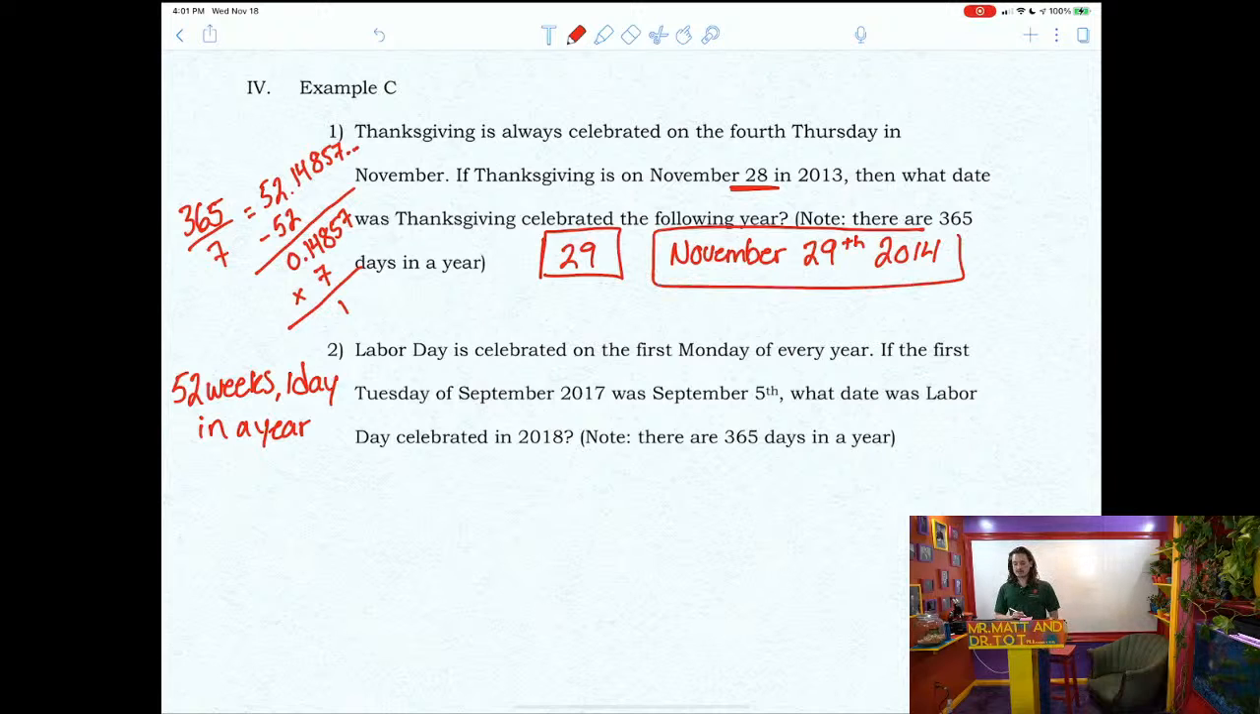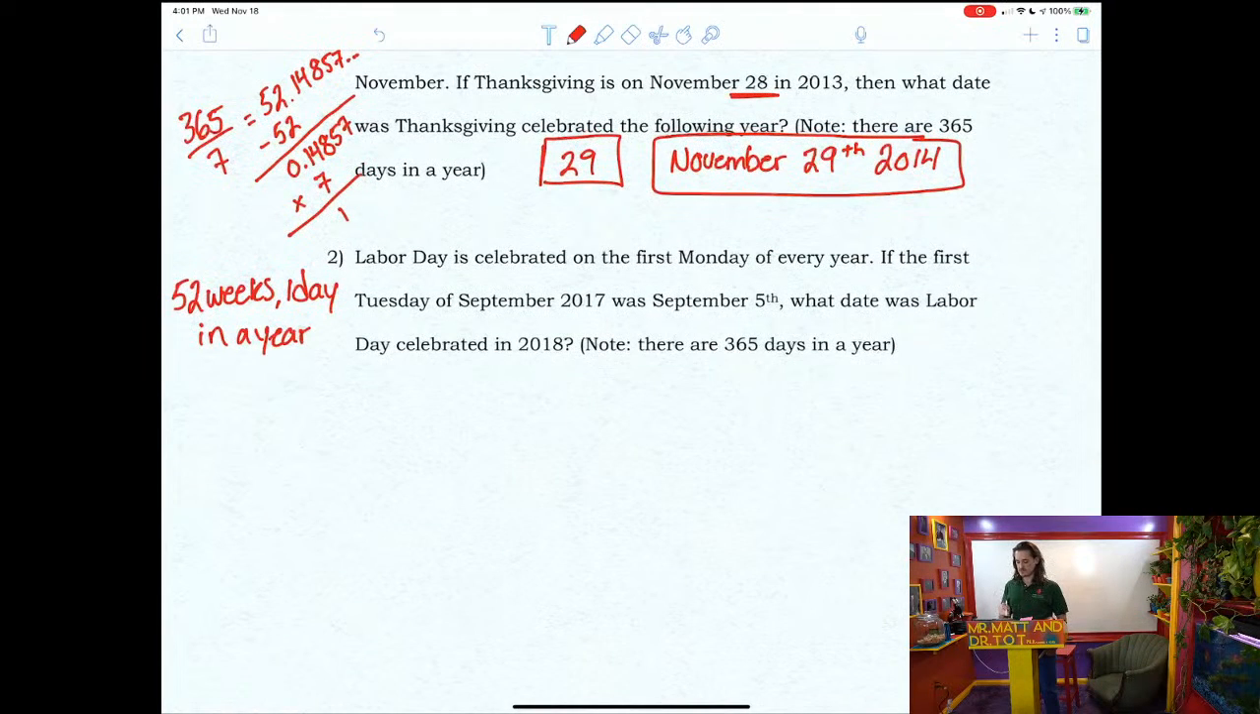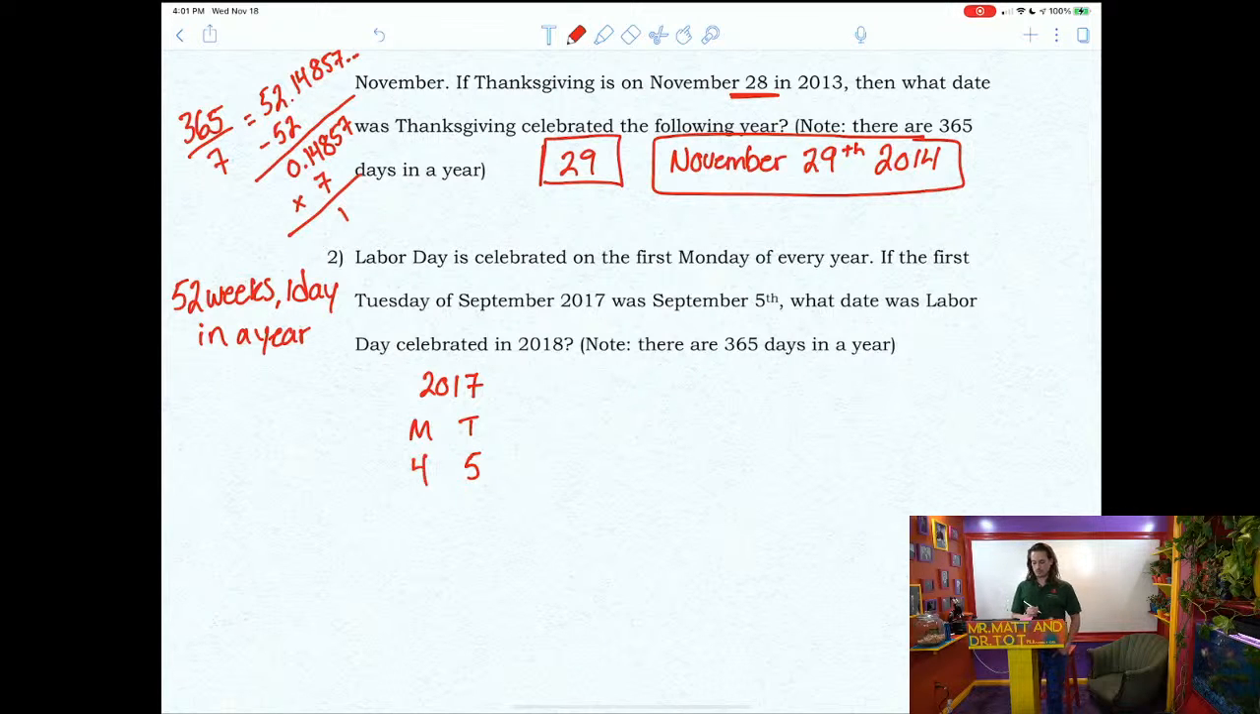For number 2, Labor Day is celebrated on the first Monday of every year. If the first Tuesday of September 2017 was September 5th, what day was Labor Day celebrated on in 2018? So if we think about 2017, that first Tuesday was September 5th. So that means that first Monday was September 4th, and therefore the next year, all the dates are going to push forward one day.